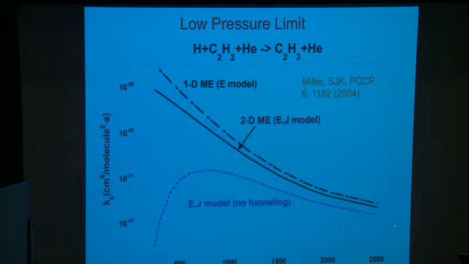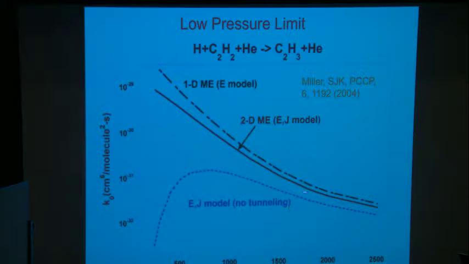What's more interesting in my mind is that if you ignore tunneling, you get a totally different rate constant at low temperature. And that extends up to quite a high temperature. But tunneling isn't really important at 1500 Kelvin. So what is going on?